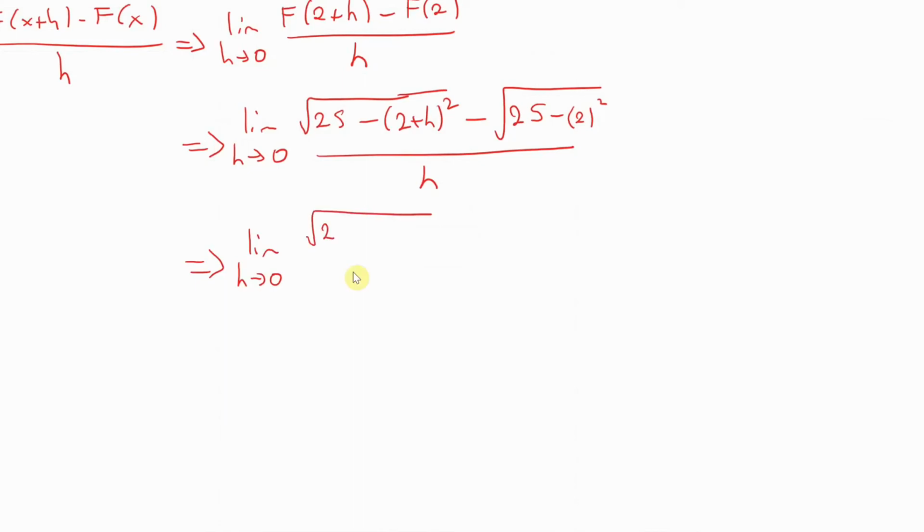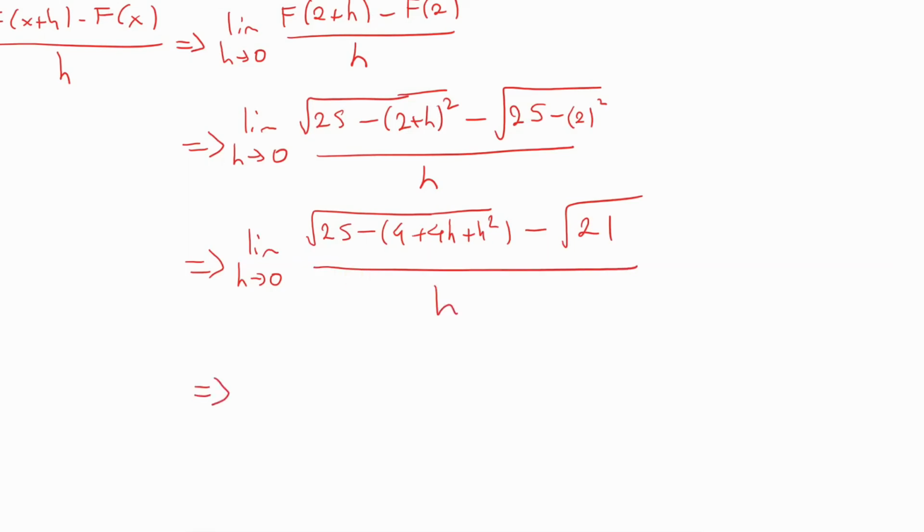So now I have limit as h approaches 0. And now I have 25 minus 4 plus 2h, and another plus 2h is going to be plus 4h, and then I'm going to end up with h squared. And then 25 minus 4 is going to be 21, and then all over h. I'm going to keep going with it. So now I have limit as h approaches 0. Root of 25 minus 4 is just going to be 21, and then I'm left with plus 4h plus h squared, and then minus root 21 over h.